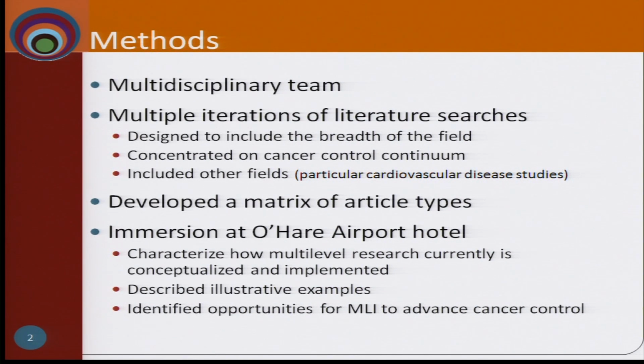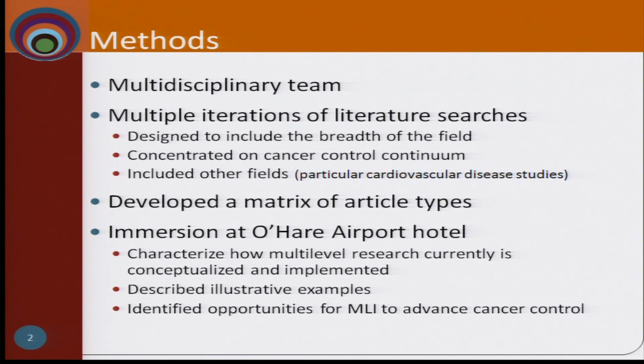We did multiple iterations of literature searches that were designed to include the breadth of the field, concentrating on the cancer control continuum, but also trying to inform the literature search from other fields of multi-level interventions. And then we developed a matrix of article types and tried to make sure we had filled in that matrix. So there were three dimensions of that. There were cancer, non-cancer articles, intervention and observation articles, and then three levels that went from theory to methodological work to empirical research. And then we spent 3.5 days immersed in this literature, getting it down to about 45 articles that we thought were worthy of particular input.